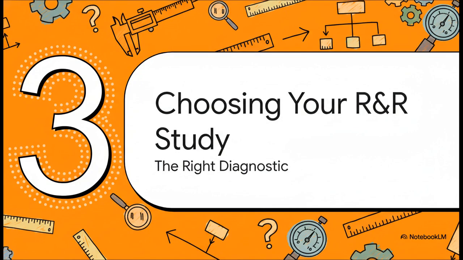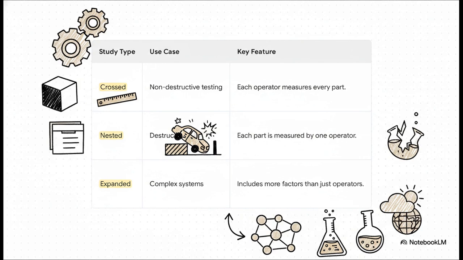Okay, so we know we need to analyze our measurement system, but how do we do it? Not every situation is the same, which means we need to pick the right diagnostic tool for the job. And there are a few different flavors of Gage R&R studies to pick from. This table here lays it out pretty clearly. The most common one you'll see is a crossed study. That's where every person can measure every single part multiple times. It's great. But what if testing the part destroys it, like a crash test for a car? You can't have a second person measure the same wrecked car. For that, you'd use a nested study. And for really complex situations, you might use an expanded study to bring in other variables, like different locations or different labs.